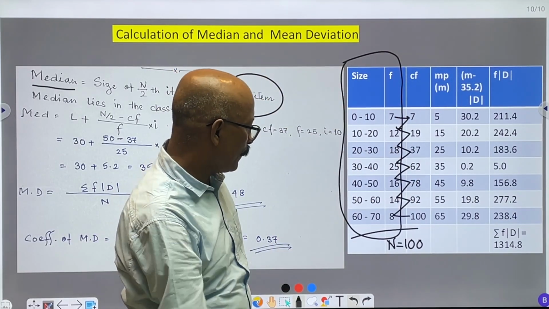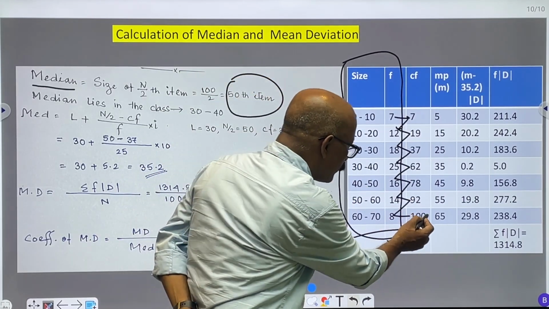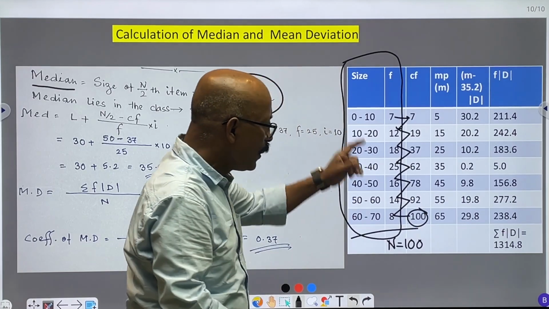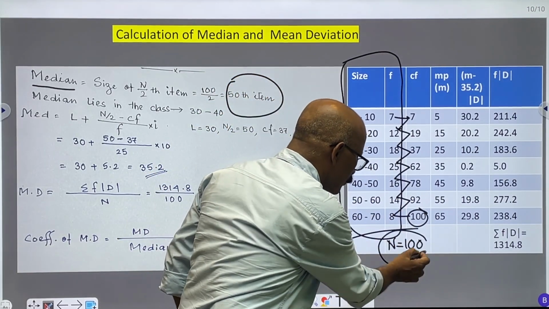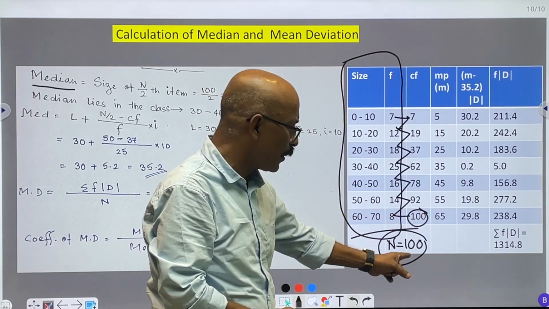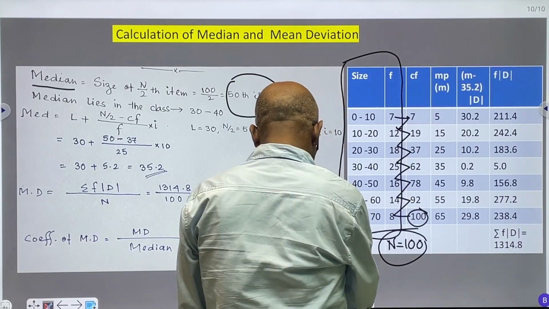Okay, now you see, when you get the value of cumulative frequency, the last value of the cumulative frequency must be equal to this. This is 100 and 100. So therefore our calculation is correct. Now you see.